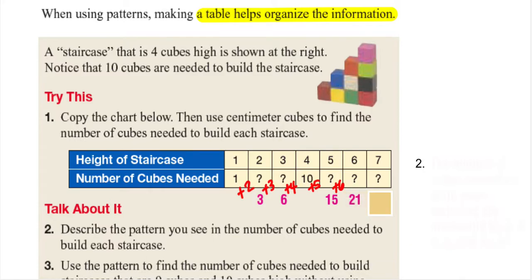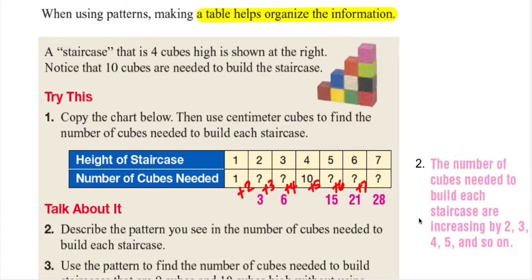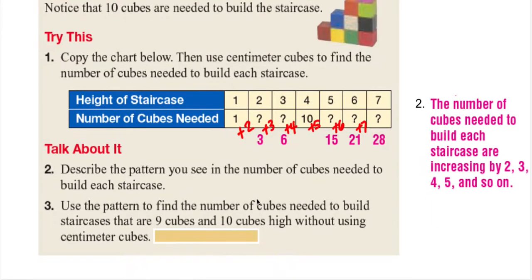Okay? And if I add 7 to 21, that would be 28. So if my staircase is 7 cubes high, that would be 28. Number of cubes needed to build each staircase are increasing by 2, 3, 4, 5, and so on. That's the answer for number 2.